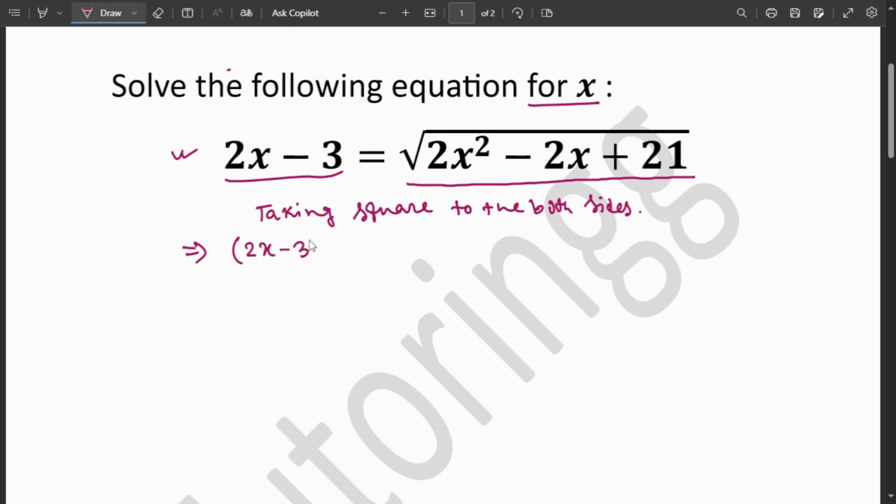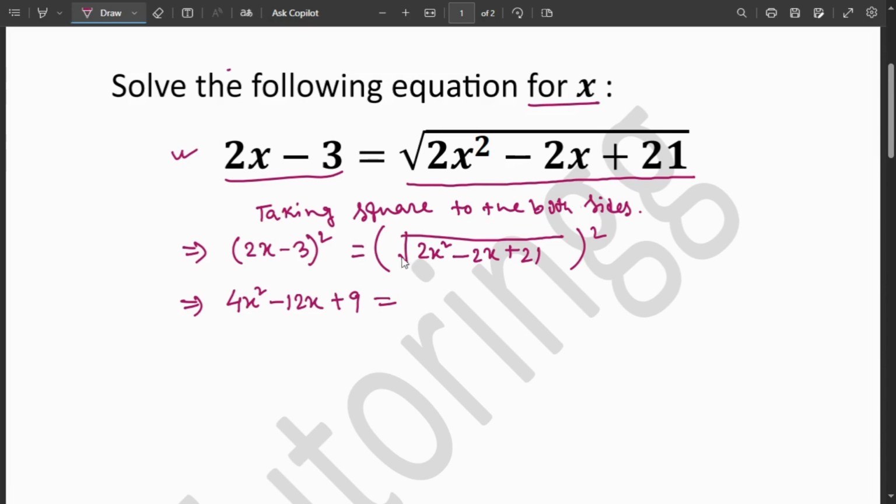(2x minus 3) whole square and square root of (2x square minus 2x plus 21) whole square. Okay, so now expanding in the form of (a minus b) whole square, what we get? 4x square minus 12x plus 9 equals, removing the square root, we get 2x square minus 2x plus 21.